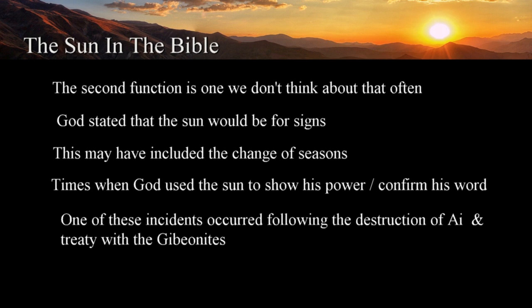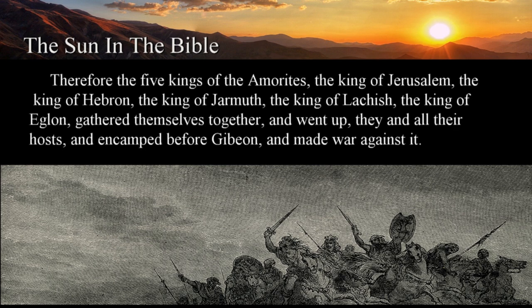Adoni-Zedek, the king of Jerusalem, feared the approaching army of the Hebrews and enlisted the aid of four other kings to fight against the children of Israel. Therefore, the five kings of the Amorites, the king of Jerusalem, the king of Hebron, the king of Jarmuth, the king of Lachish, the king of Eglon gathered themselves together and went up, they and all their hosts, and encamped before Gibeon and made war against it in Joshua 10:5.